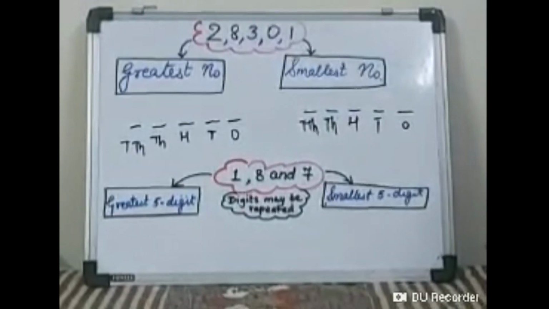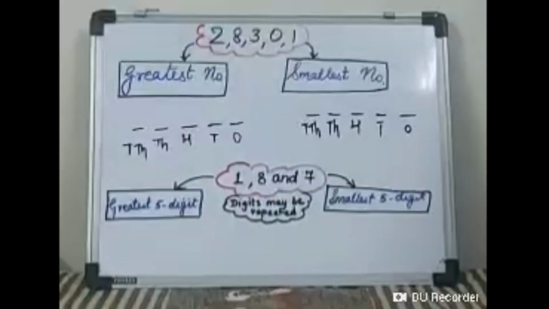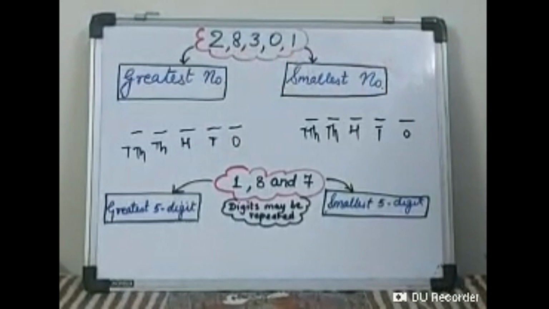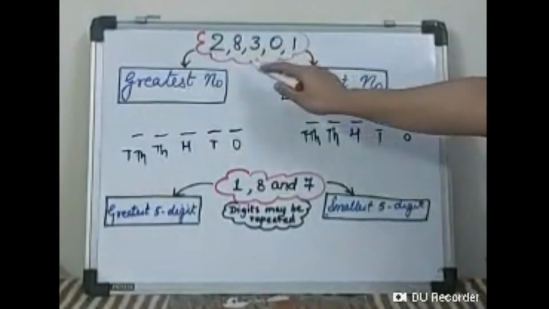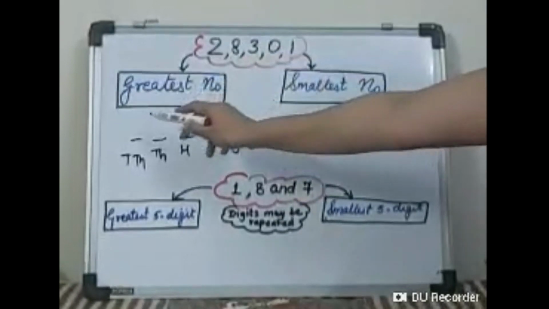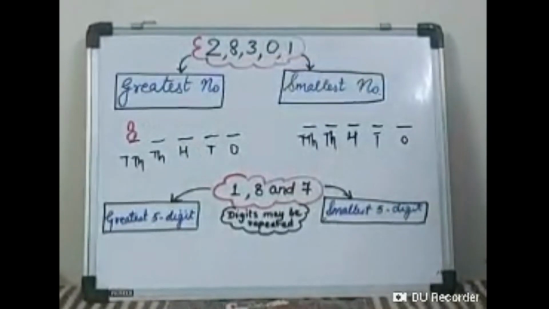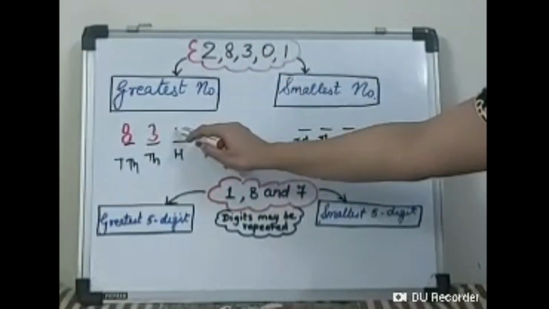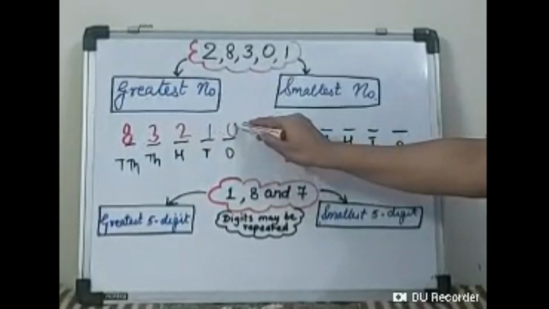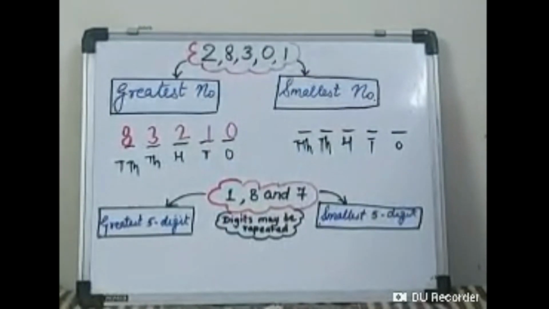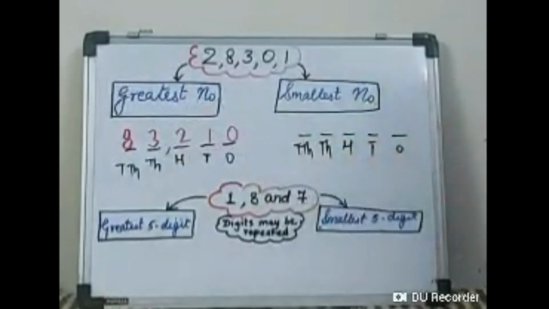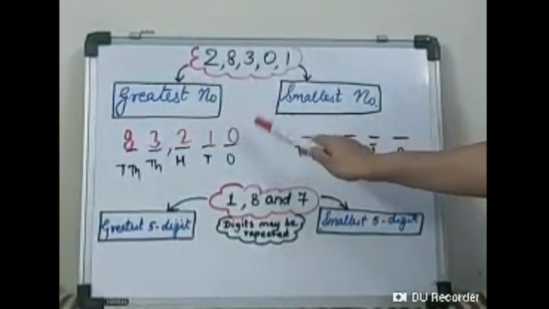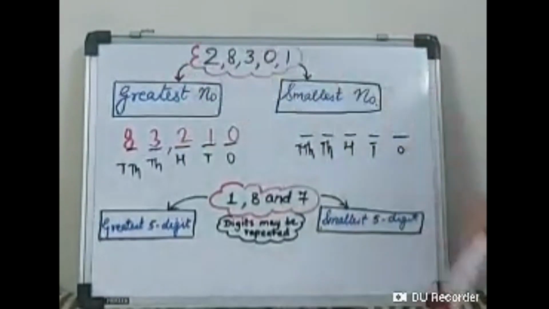Now children, for the greatest number, as I told you earlier, we are going to search for the greatest number among all these digits. Now, which is the greatest digit out of these? It is 8. So, it will come at the first place. Then, after that, 3. Then 2, 1 and finally 0. Putting the comma, how can I read this number? 83,210, which is my greatest number.